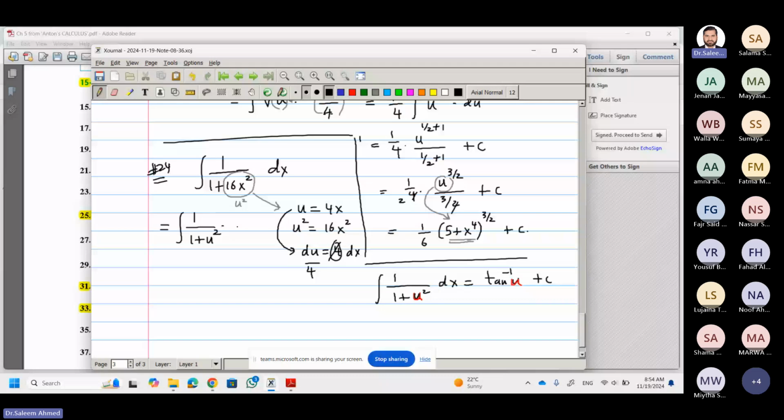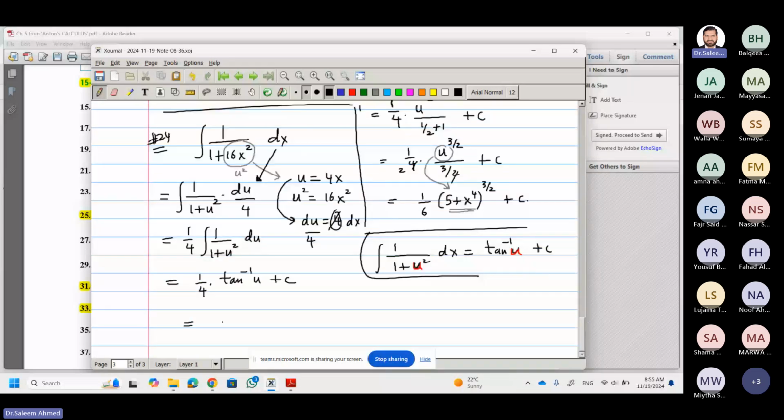So now 1 over 4 is outside, it's a constant. So 1 over 1 plus u square du, that is tangent inverse. So that becomes tangent inverse of u plus c. I use this formula. So now at the end, of course, we have to replace u back. So u is 4x, plus c.